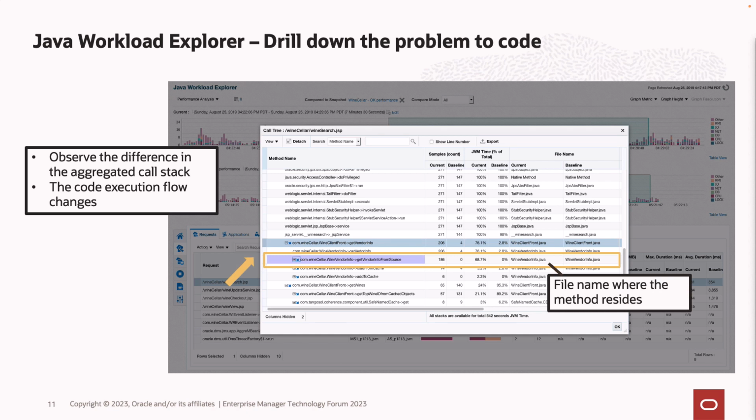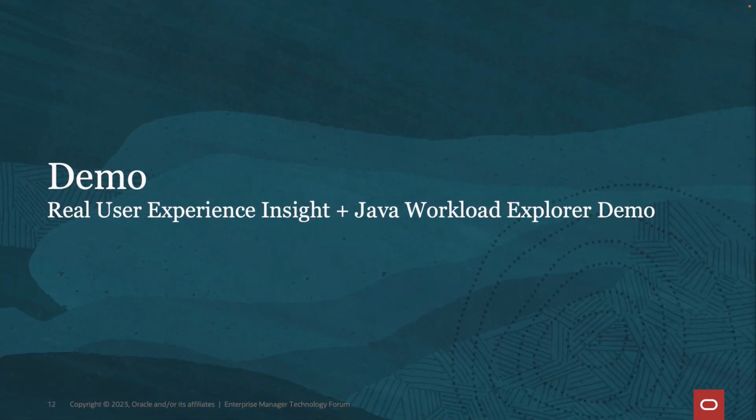So this was how you can use RUEI and Java Workload Explorer together to diagnose application performance issues in your production environment. Now let's see this in the actual product.